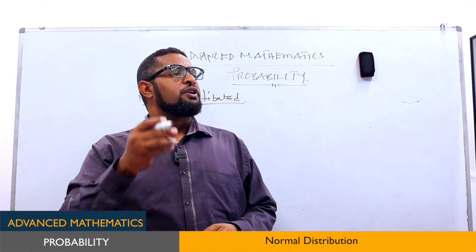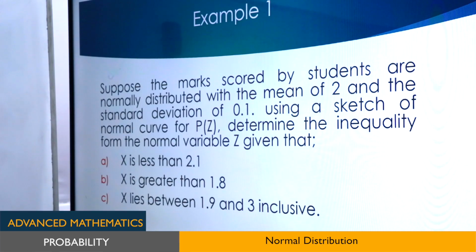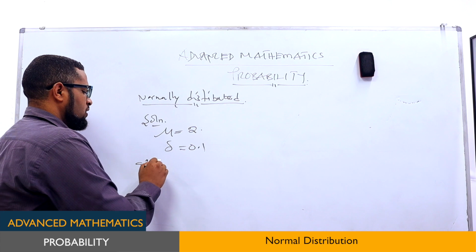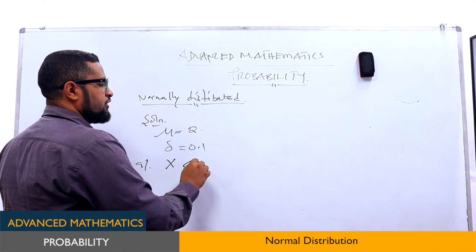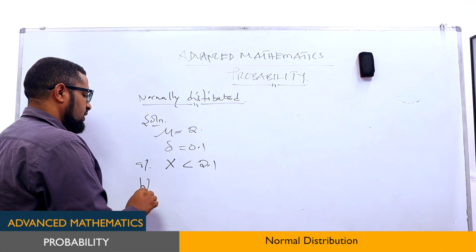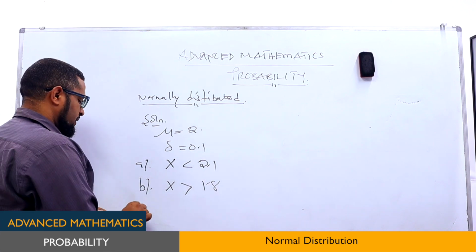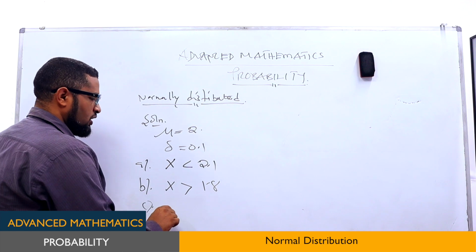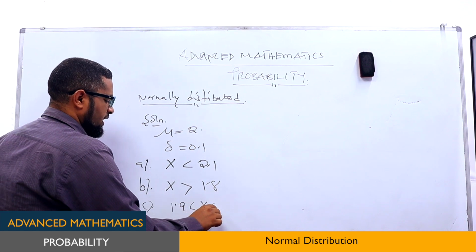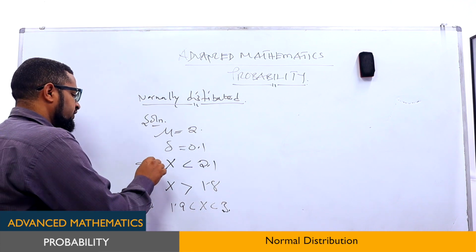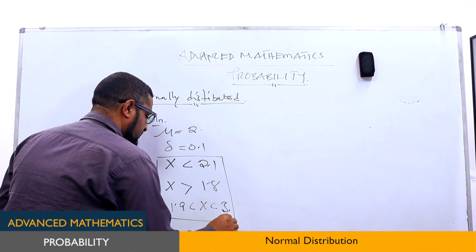Our question is, using a sketch of the normal curve for the probability of z, remember z is the standard z score, determine the inequality from the normal variable z given that. So here we have 3 different questions. Part A, when x is less than 2.1. Part B, when x is greater than 1.8. And part C, when x lies between 1.9 and 3. So these are the given variables.